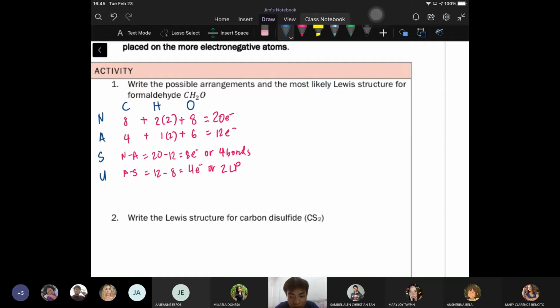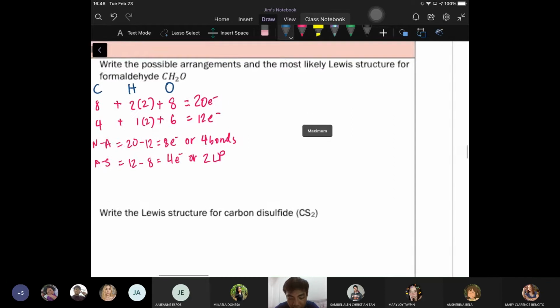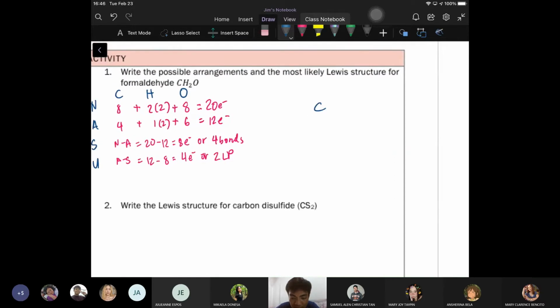So, we determine first which of the atoms will be the central and the terminal atoms, no? So, obviously, si hydrogen, terminal yan. So, we're left with carbon and oxygen. Least electronegative atom dapat ng central. So, that will be carbon. So, carbon will be our central atom. And that means oxygen and hydrogen will be our terminal atoms. So we can draw several illustrations or several arrangements ng atoms sa molecule ng formaldehyde, no? Basta ang nasa gitna ay carbon.